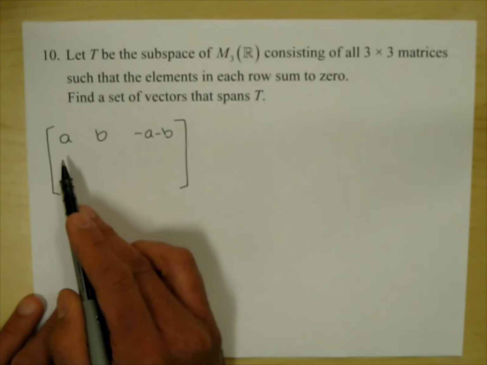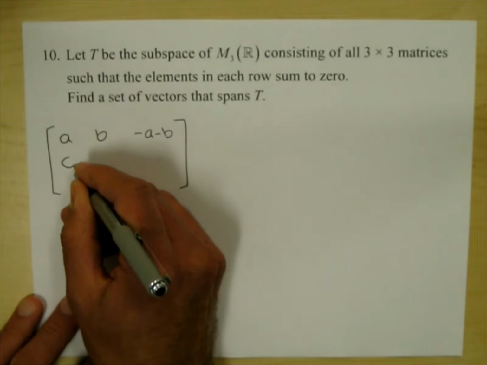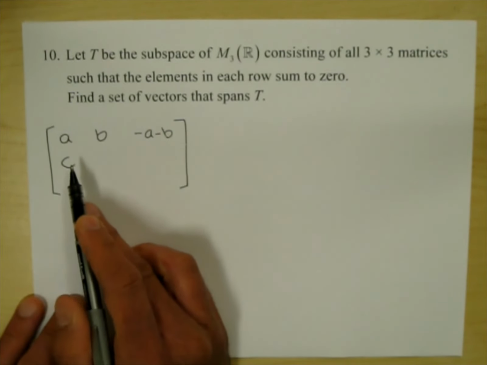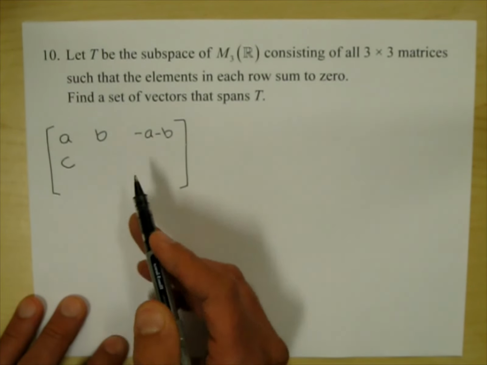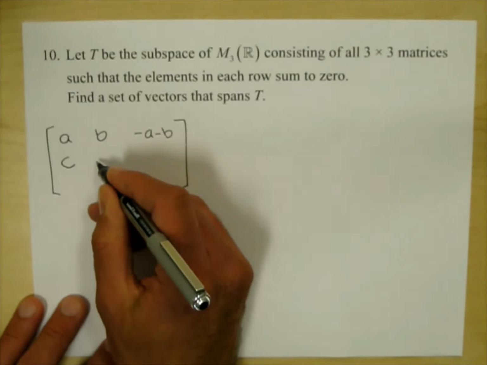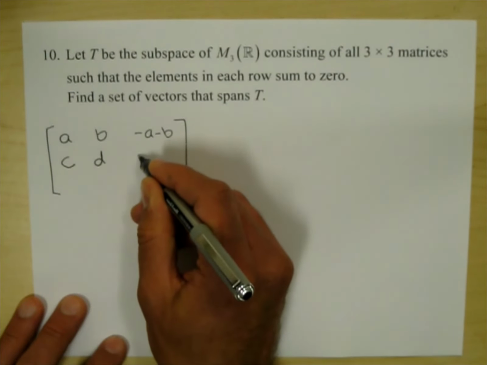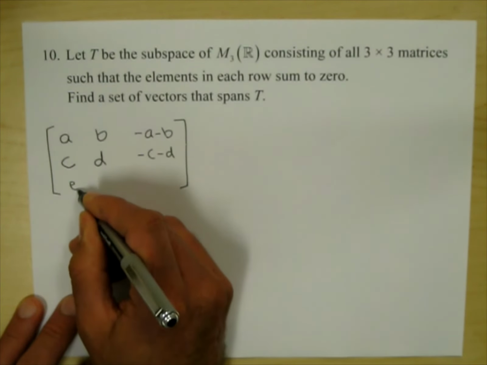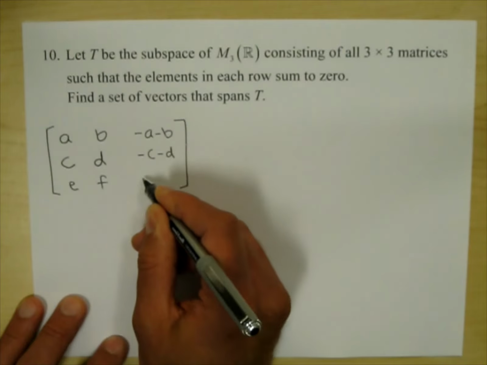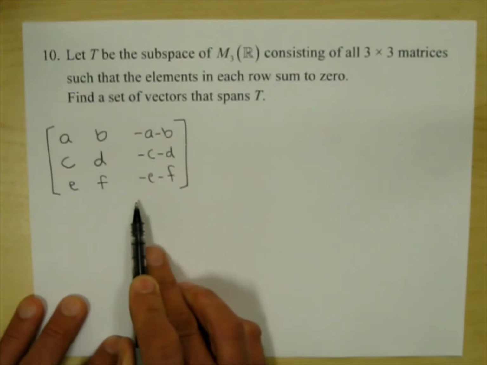Lots of times on exams, people will then put an A and a B and a negative A minus B. And that's true. It can be that, but it really can be anything. The matrix can be like 1, 2, and then negative 3, and then 1, 2, negative 3. That does fit in that subspace, but we also have to allow for all possibilities. So CD, negative C minus D. EF, negative E minus F. So that is what the subspace looks like.